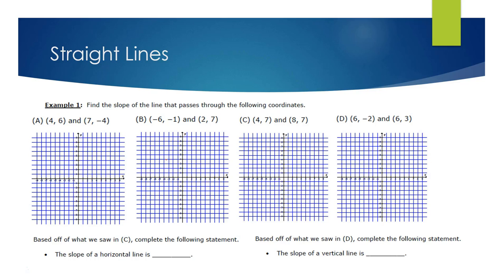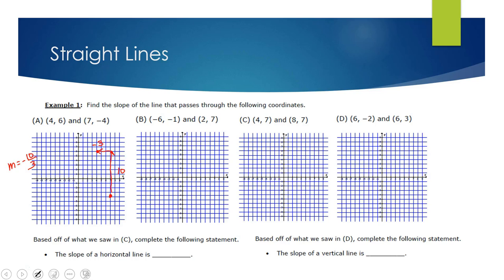Find the slope of the line that passes through the following coordinates. If you have a graph and want to plot the points, (4, 6) would be right here, and (7, -4) would be right here. I could literally count: I'm moving up from -4 to 6, that's 10 units, and I'm moving left 3 units. So I could say that the slope here is -10/3.